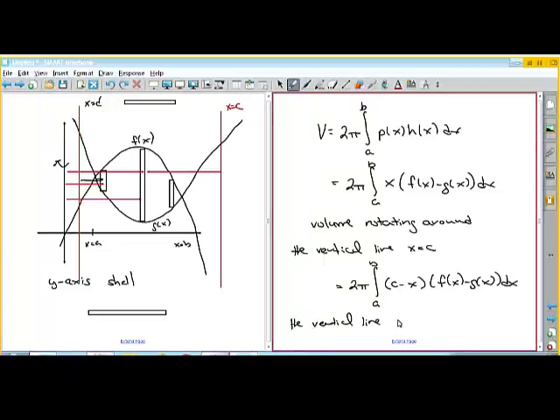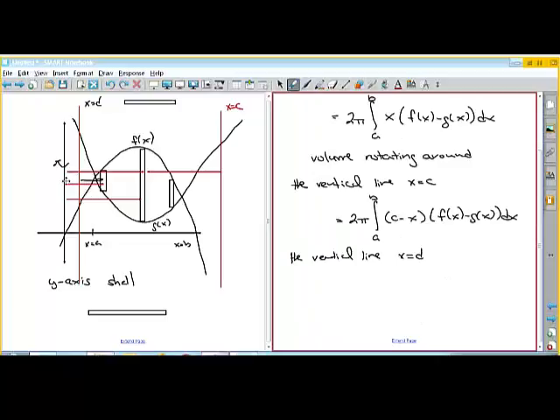So if you went around a vertical line, you can't just arbitrarily use this formula. You'd have to think about what you're really doing. So this distance is d. This distance from here to here is x. So this is going to be x minus d. So there you would have 2 pi times the integral from a to b of x minus d. Again, you'd still have this same two functions that define the upper and lower boundaries of the width of the shell.